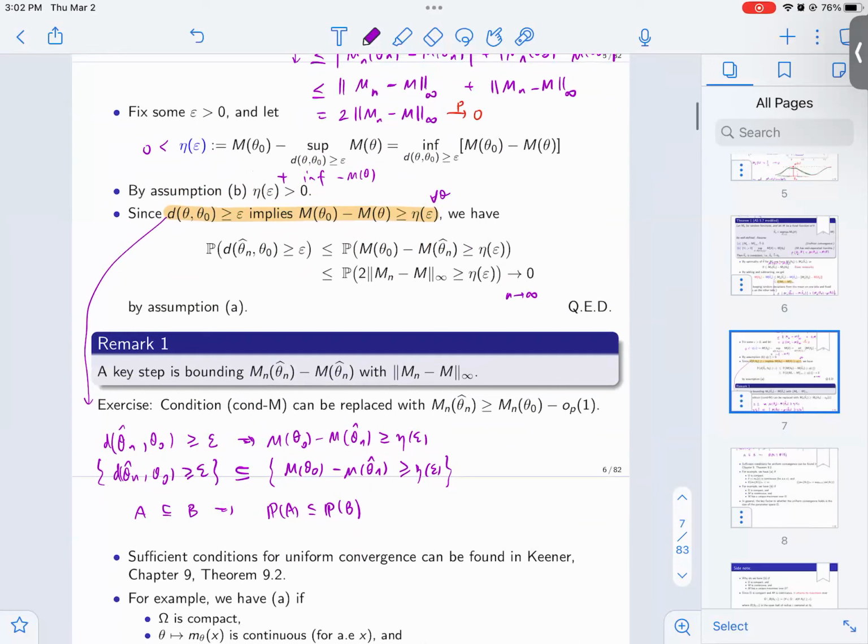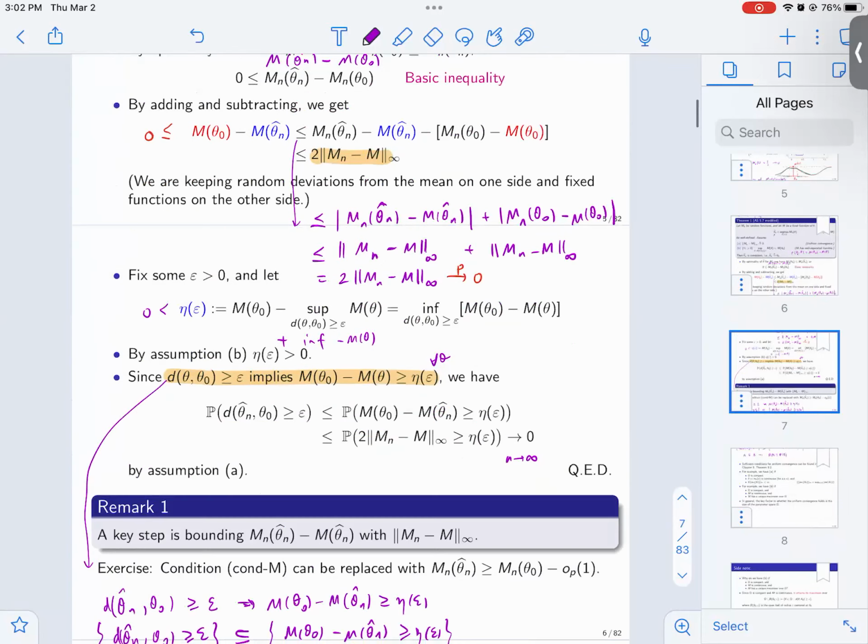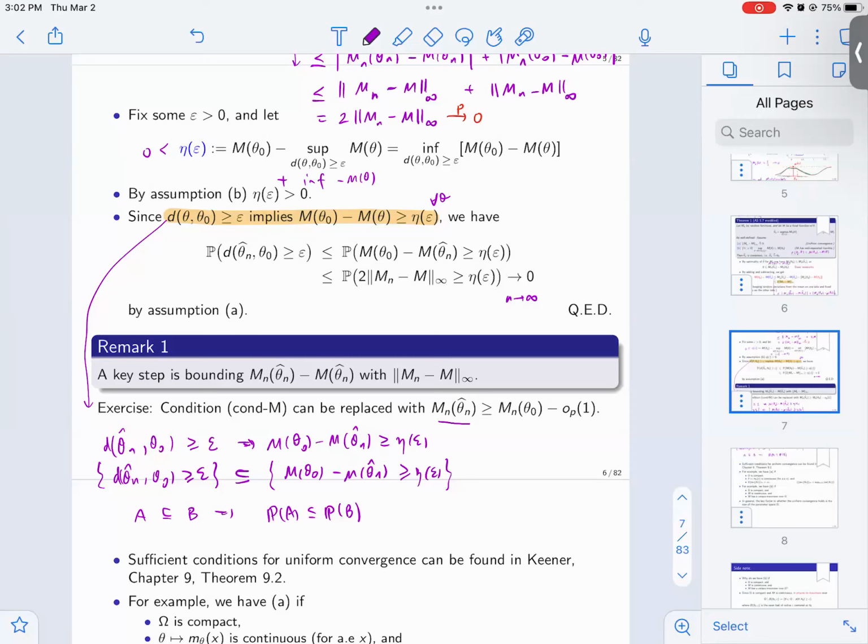Okay, and then there's a little exercise here that you can do. This doesn't have to be the exact maximizer, it could be an approximate maximizer. What you want, if you go through the argument, is that Mn of theta hat n be bigger than Mn of theta naught minus a little o_P(1), a term that goes to 0 in probability. So this is bigger than this, but not exactly, maybe you have a slack here that goes to 0. And if you go through the argument, everything goes through. So it works for approximate maximizers as well, which is interesting.